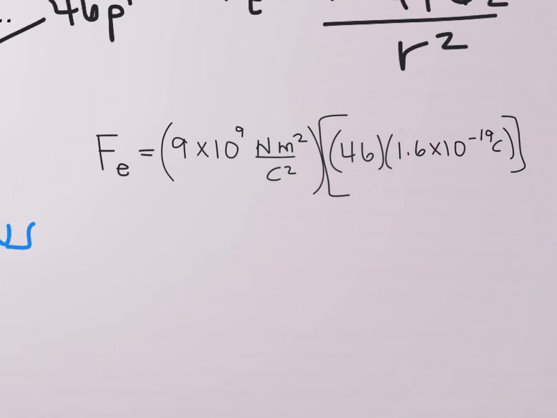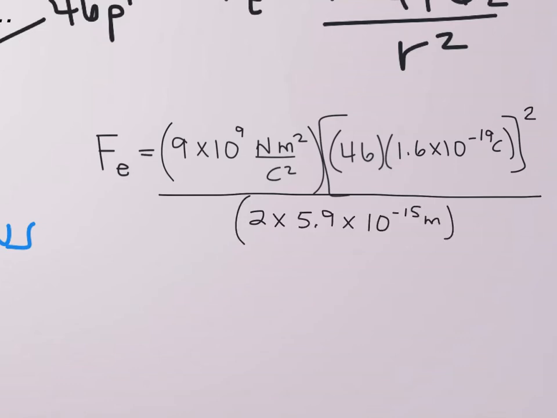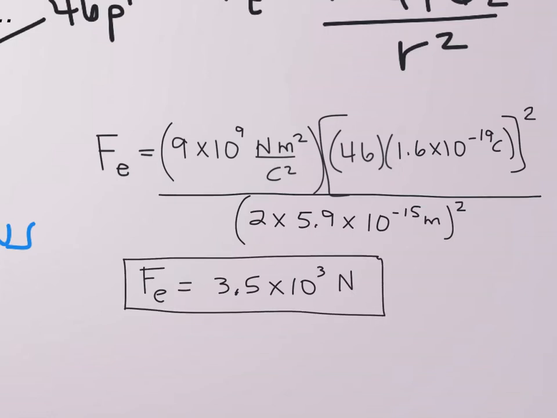Since Q2 is exactly the same, I'm just going to put a squared here instead of writing it out a second time. And then I do have to divide it by the distance between those two squared. And we said that the distance between them was going to be twice the radius. So again, I have 2 times that radius, but remember I always have to square it. And so I end up finding that the amount of force between those two atoms because of the nuclei is 3.5 times 10 to the third newtons. A lot of force that causes those atoms to separate very quickly, which is fission.